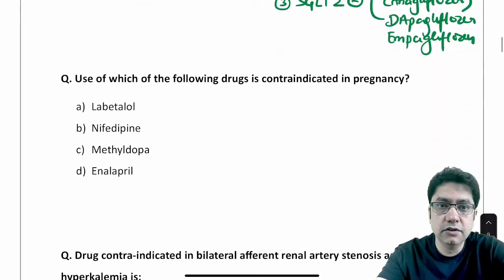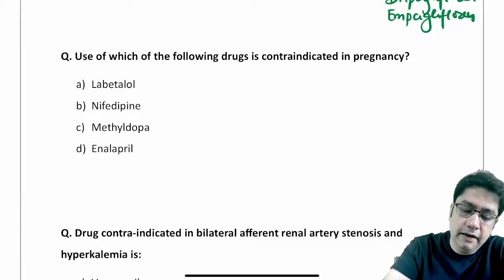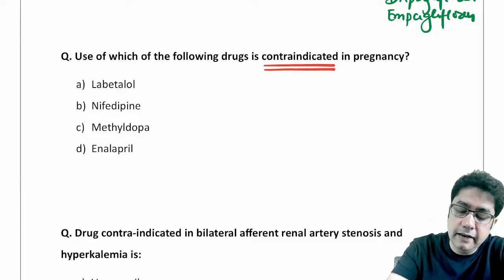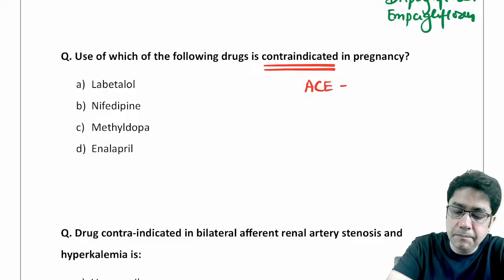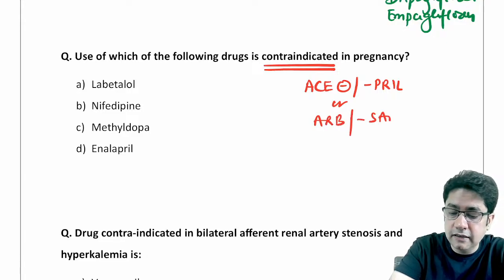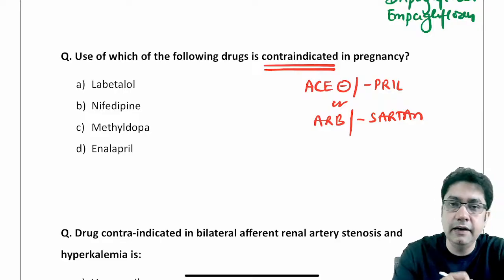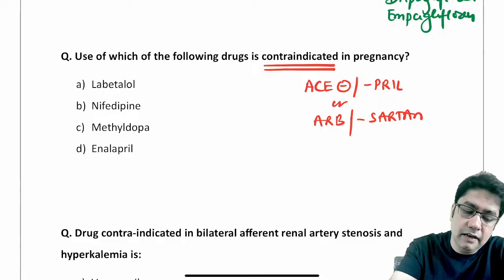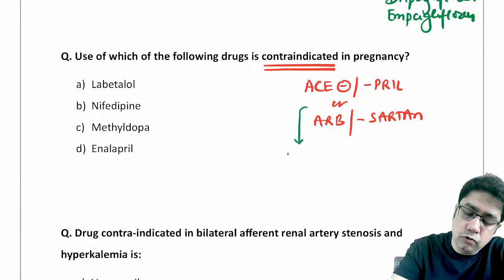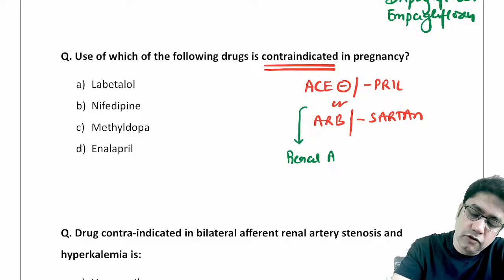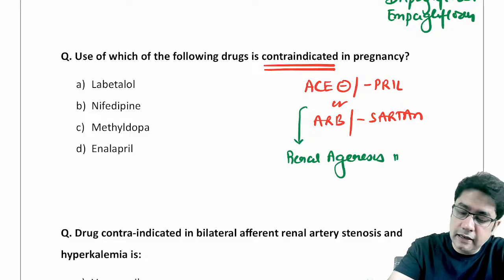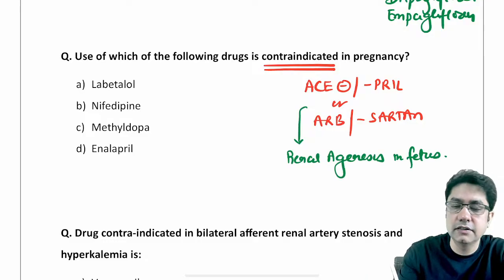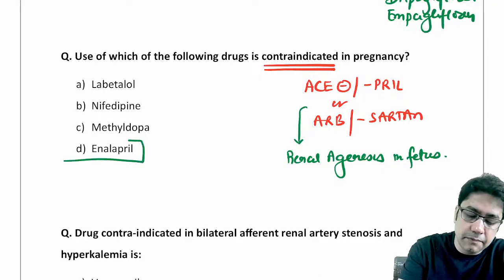Yes. So which of the following drugs is contraindicated in pregnancy? Remember, in contraindication, ACE inhibitors which end with the word pril, or sartan, their brother the ARB, angiotensin receptor blocker, are absolutely contraindicated in pregnancy because they inhibit the RAS system, and inhibiting the RAS system in the fetus will lead to renal agenesis. So they are highly teratogenic drugs. They can lead to renal agenesis in the fetus. So go with the answer enalapril.